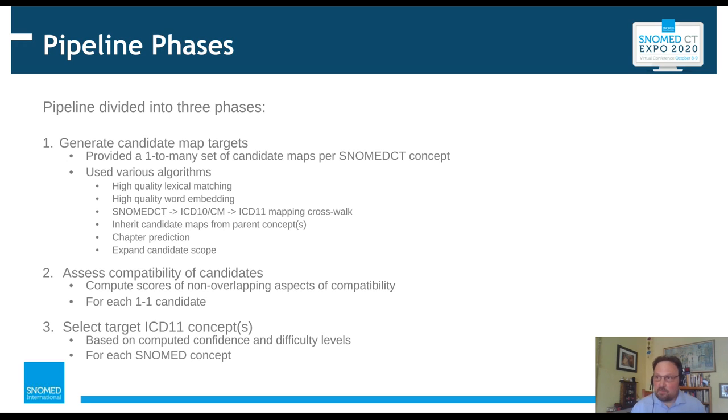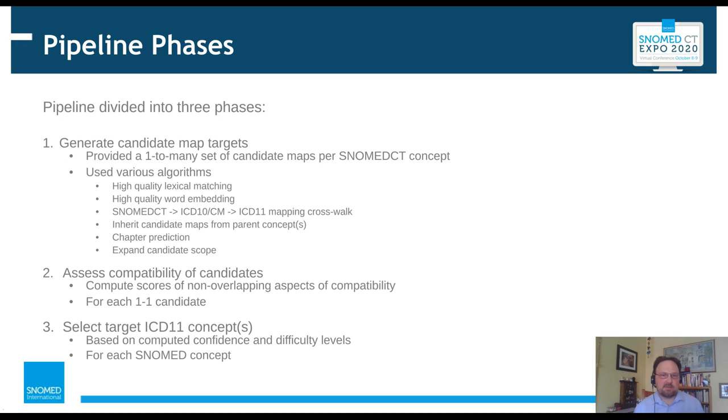If all of these other mechanisms fail, we built this chapter prediction model. So we have, if nothing else, worst case scenario, the opportunity to consider every possible ICD11 code that's in scope in that chapter as a potential target. And then we use a variety of rules to take all of the maps that were generated in the previous steps and expand the space around them to include potential other things.